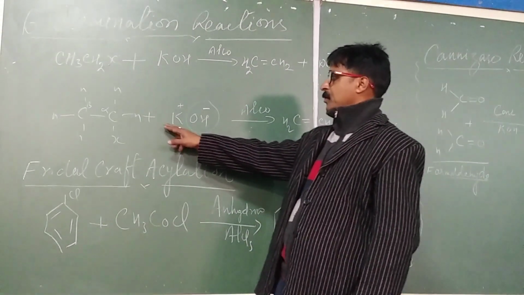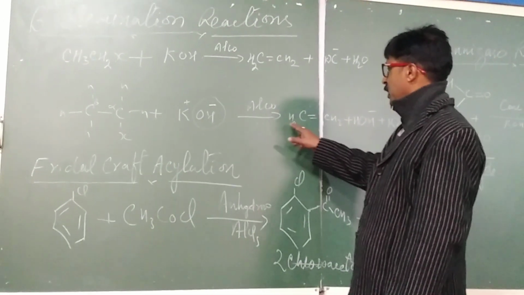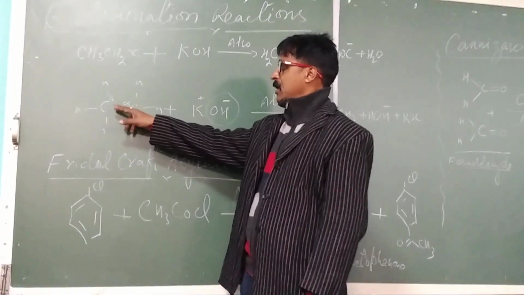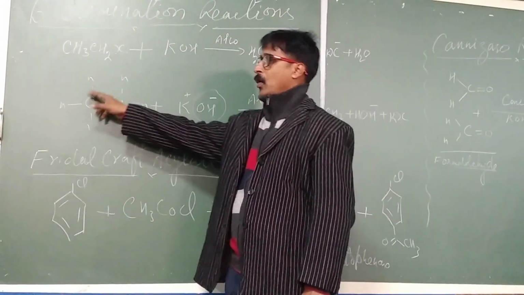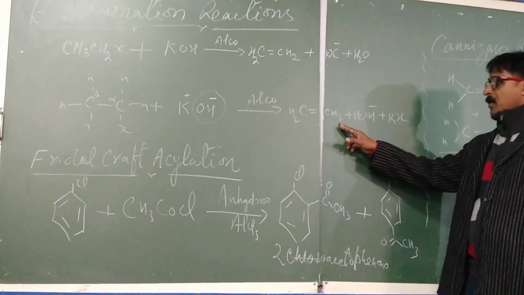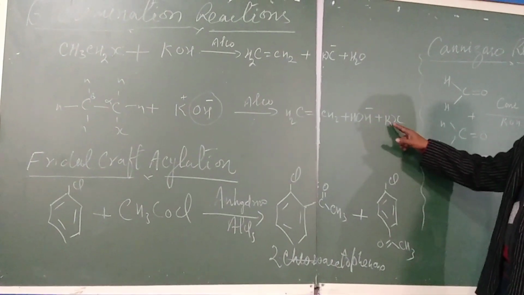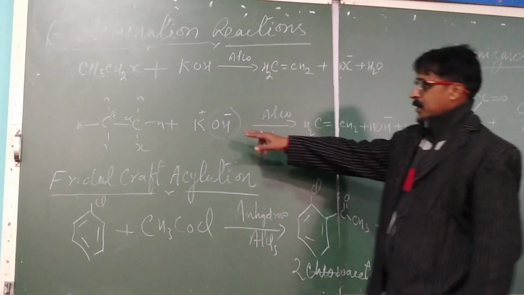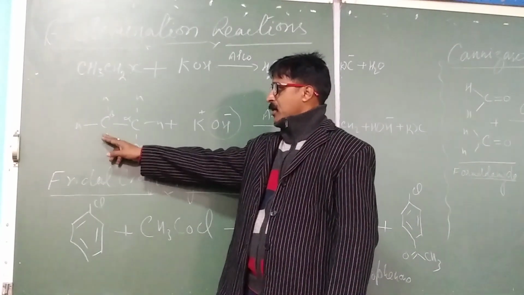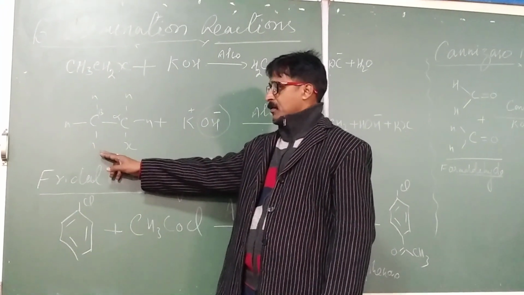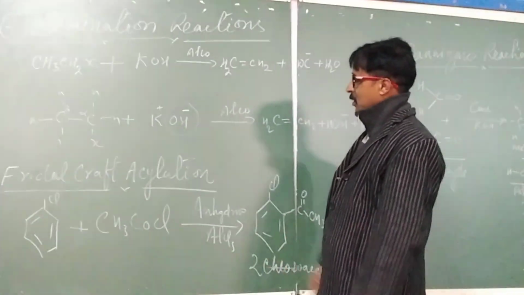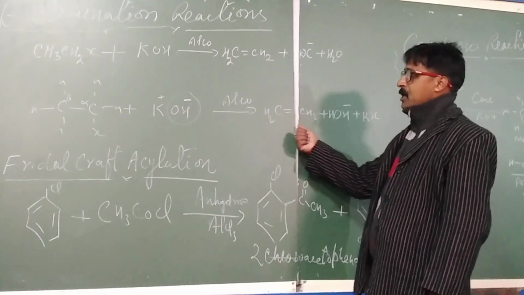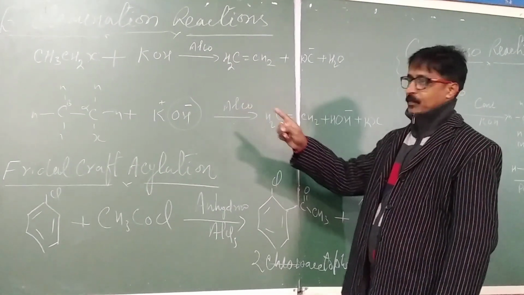So what is the product of this reaction here? In this reaction, ethene is produced. So when HX comes out from this, the resulting molecule is C2H4. So C2H4 has been formed plus water molecules or plus KX. So this is called beta elimination because the hydrogen atom is liberated from the beta position. Okay. So this is called beta elimination reaction. So you have to keep in mind that an alkene is produced from haloalkanes.